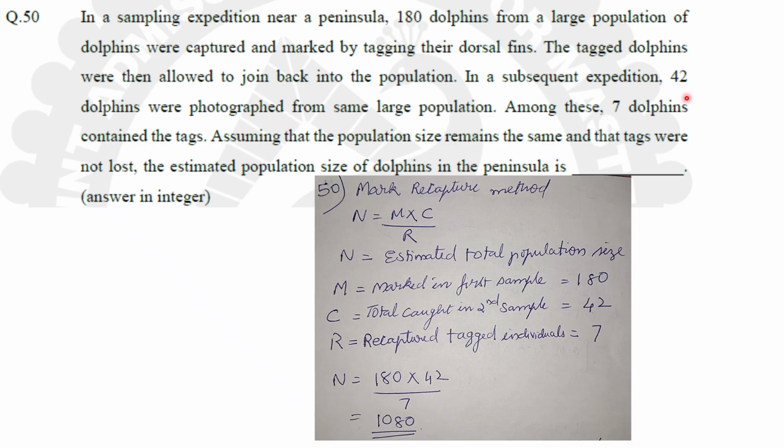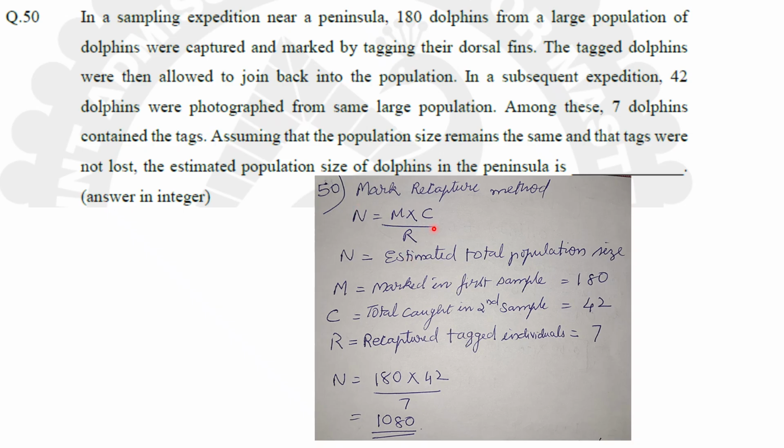In a subsequent expedition, that is after 1 or 2 months, they again go for an expedition and they caught 42 dolphins from the same area, and they were photographed from the same large population, and out of these 42 they found that they have captured 7 dolphins which contained the tag. Okay. So assuming the population size remained the same and the tags were not lost, the estimated population size of dolphins in the peninsula. Now this is a mark recapture method, and there is a formula for calculating it.